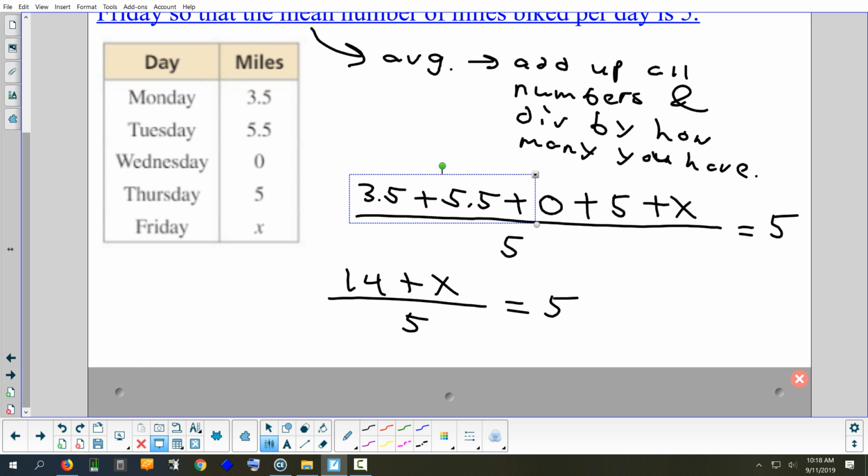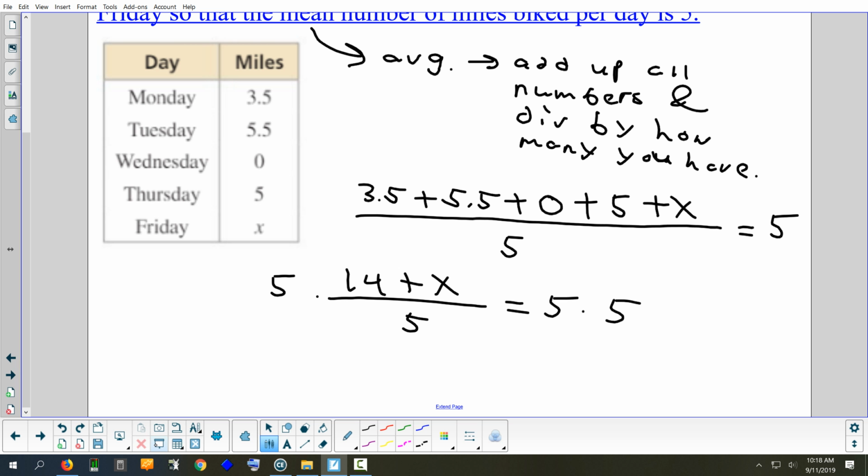So, anyone have an idea how we could get rid of having a fraction? And we'd have to do this on both sides. Same way we would get rid of something like this. What could you multiply each side by? 5. That's what you want to do here. Times 5, times 5. What happens to the 5s on the left?